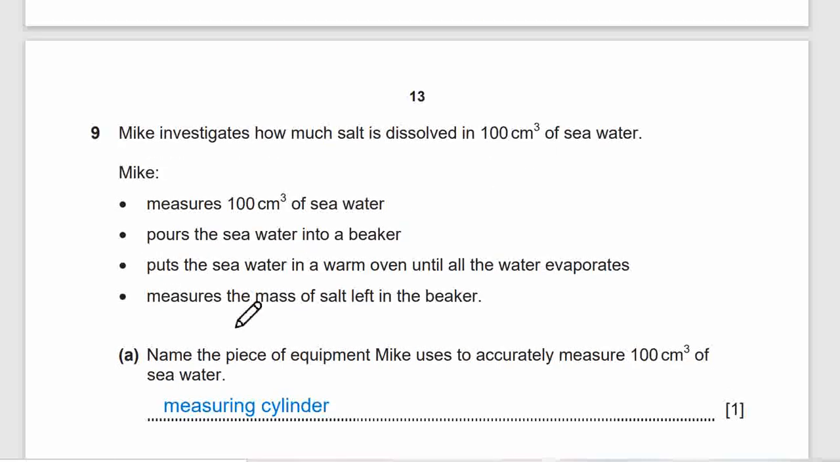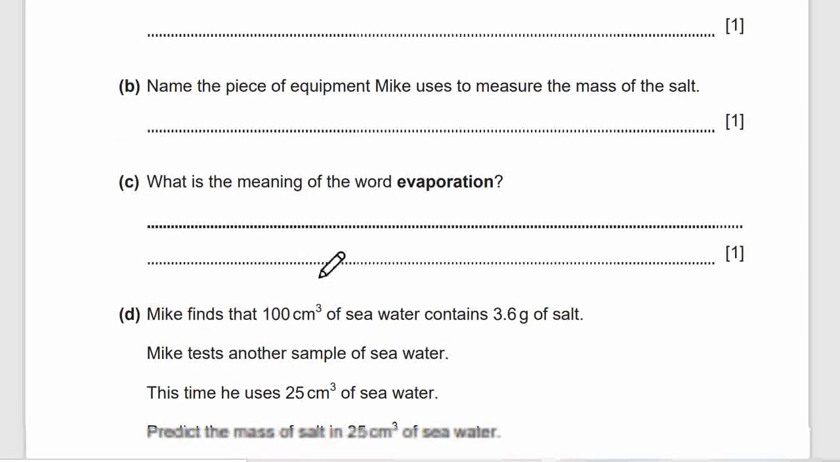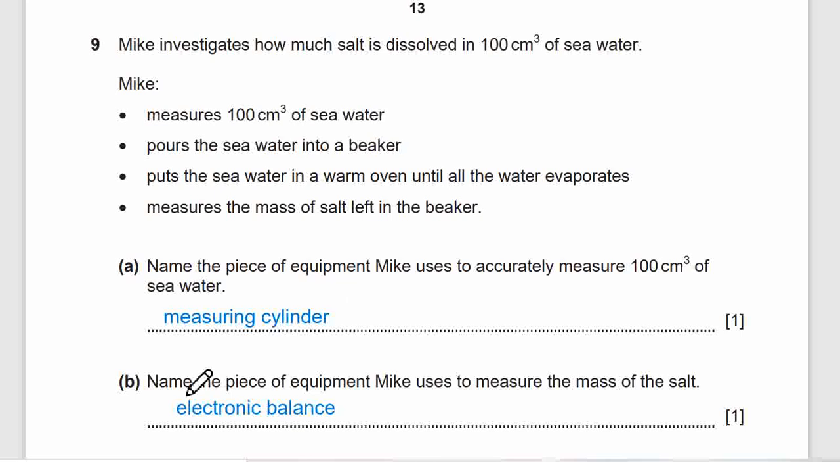Well, to measure, we usually use a measuring cylinder. These are the pictures of a measuring cylinder to measure the volume. Now, question B. Name the piece of equipment Mike uses to measure the mass of the salt. So it will be an electronic balance. So the equipment will be electronic balance.